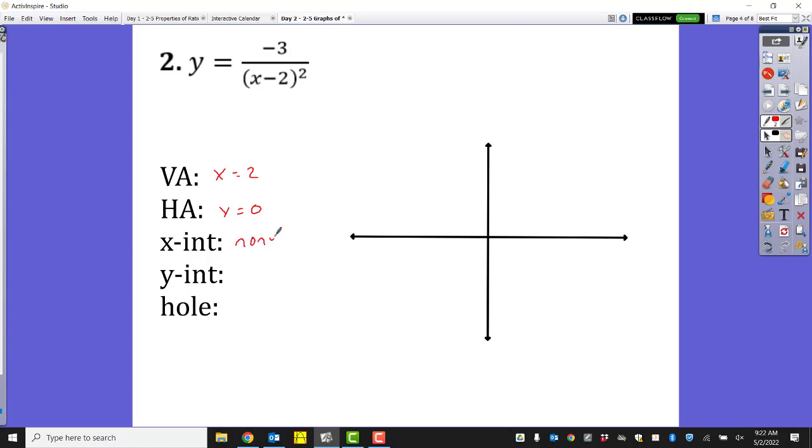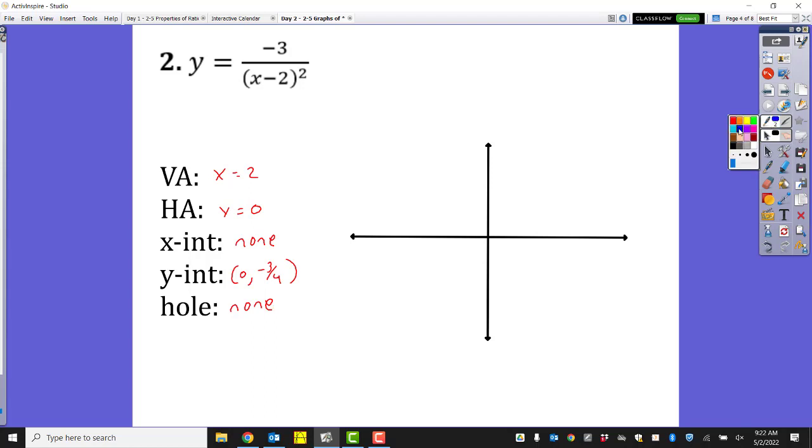X-intercept is none. Y-intercept is -3 over 4, so 0, -3 over 4. Hole is going to be none. And once again, we said if the horizontal asymptote is 0, we do not need to check if it crosses. We already checked that with the x-intercept. And I'll explain what that means when we get to a problem that involves it.